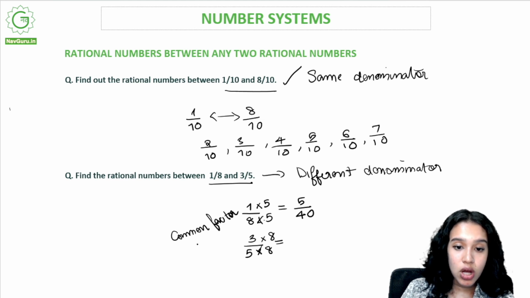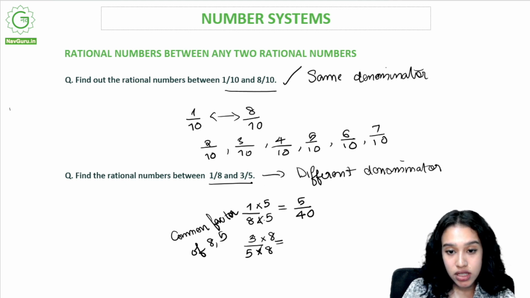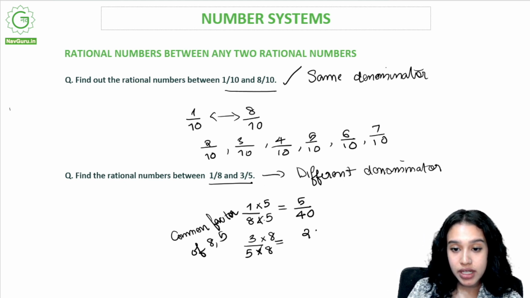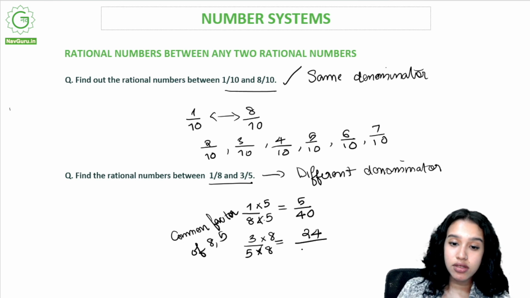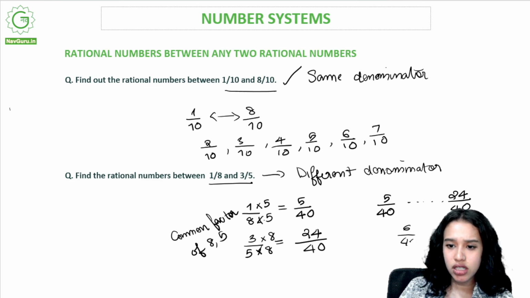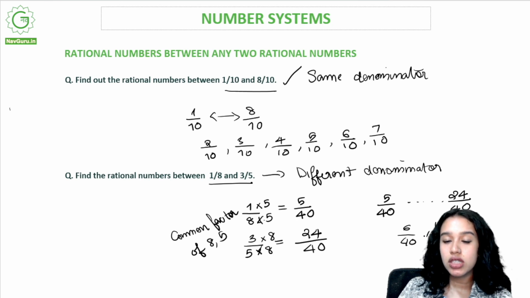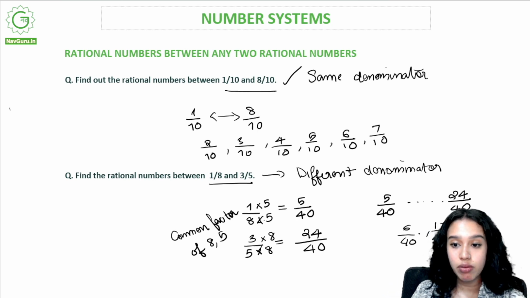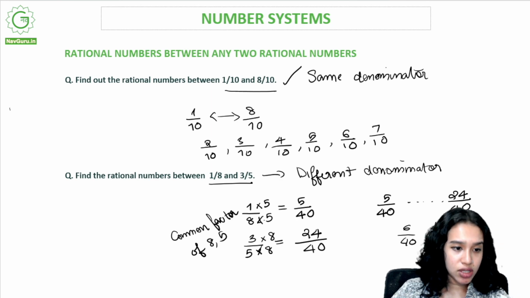So 3 8s are 24 and 5 8s are 40. Now we could find the numbers between 5 by 40 and 24 by 40. We could say any number like 6 by 40, or we could say 17 by 40. So this is how we find the numbers in between two rational numbers.